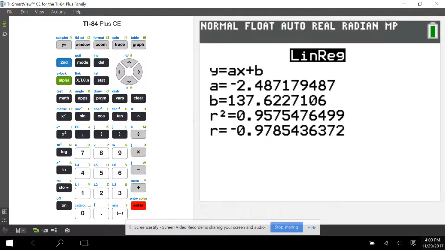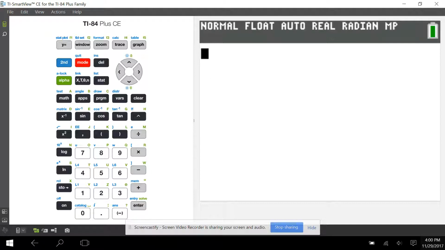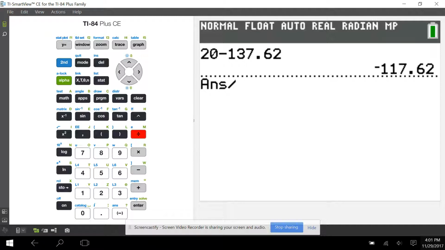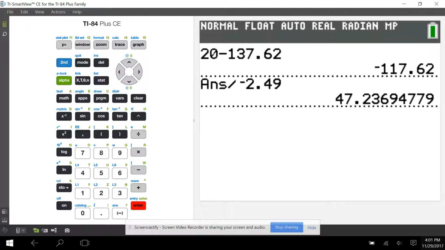Wow, this is going to take me a long time. Okay, so let's go back to our quit. So I have 20 minus 137.62 divided by negative 2.49. Enter. Okay, so the latitude is approximately 47 degrees north.